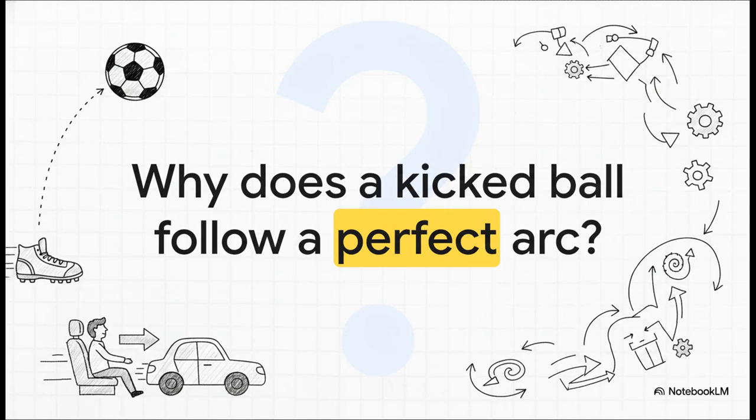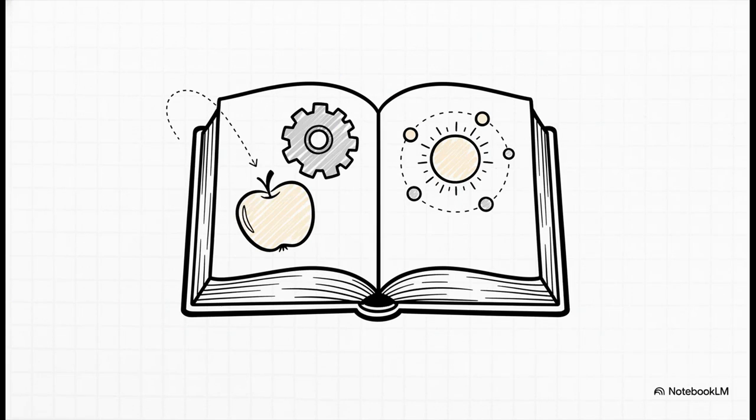Have you ever really thought about why a kicked ball makes that perfect arc through the air? Or what about that feeling when a car takes off and you're pushed back into your seat? Well, turns out those things aren't random at all. They're actually following a very strict set of rules. Yeah, seriously. You can think of it like a rule book for our physical reality.